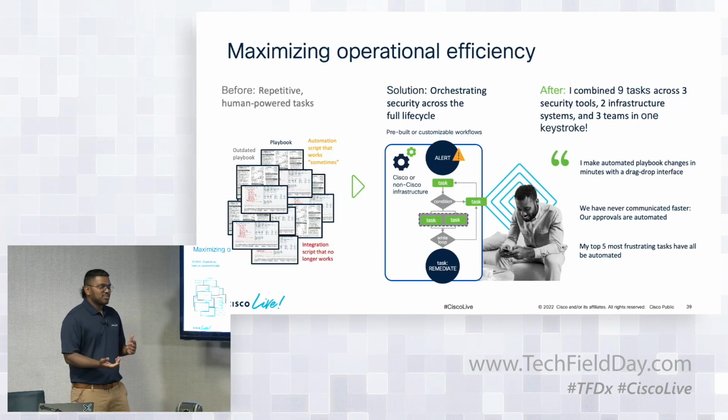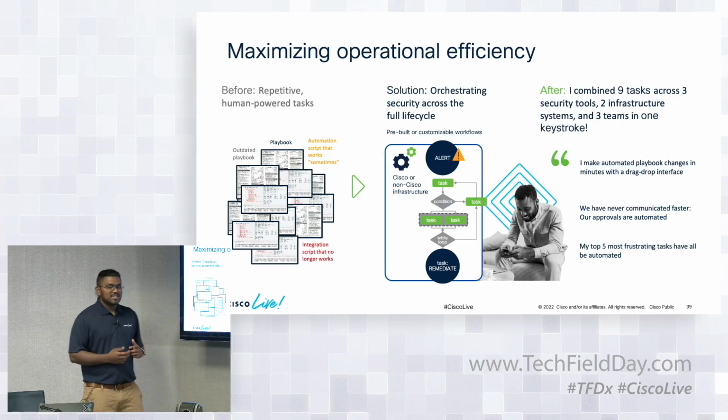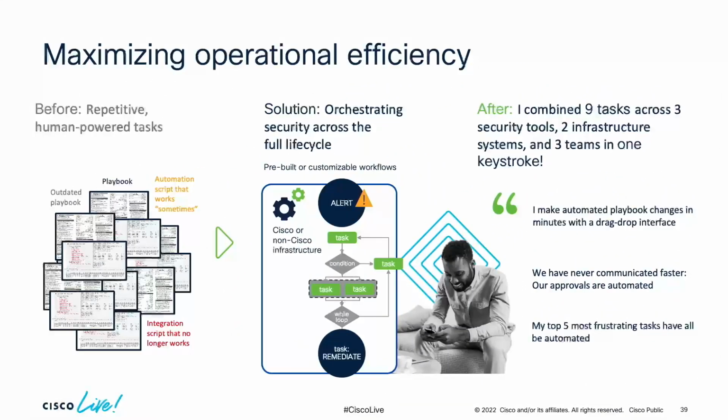It's like you have attrition, and the guy who made it is gone. And you're wondering, oh, well, how did it work before? Or it's unreliable. Where do I host my code? All these questions come into play. So in comes Securex Orchestration. You can combine 9 tasks and 3 security tools, 2 infrastructure systems, 3 teams, and 1 keystroke. So that is 365-day, 24/7 cloud-based automation, and that is a great tool to maximize your efficiency.